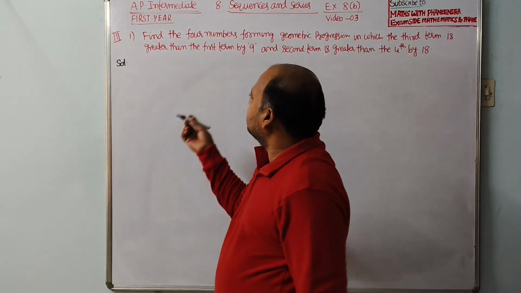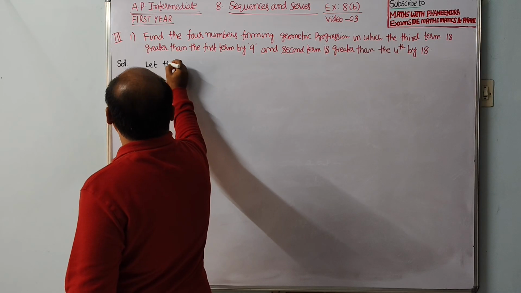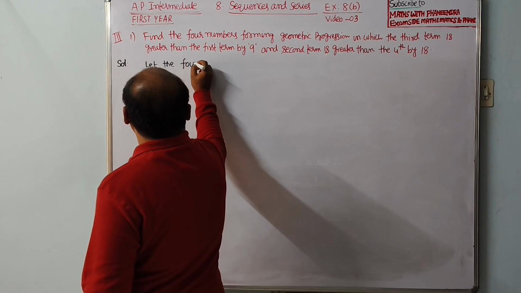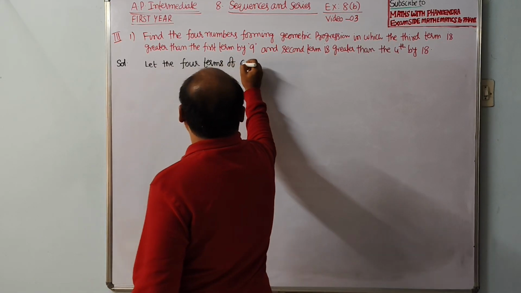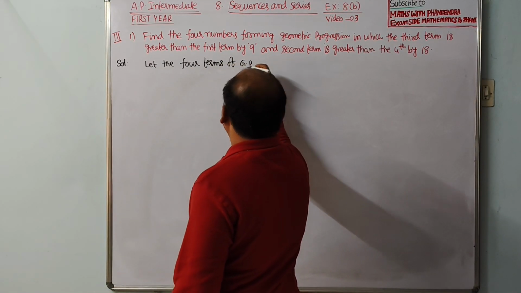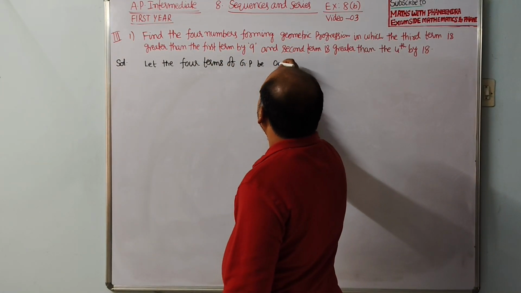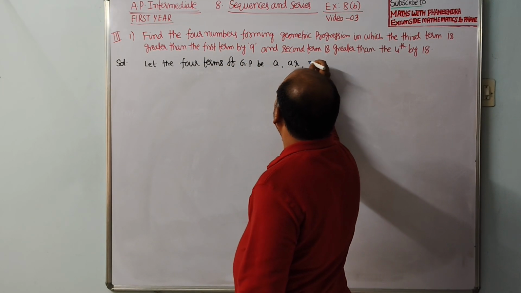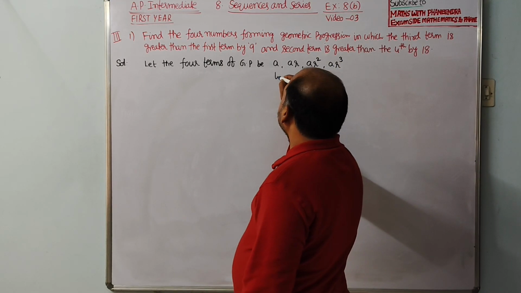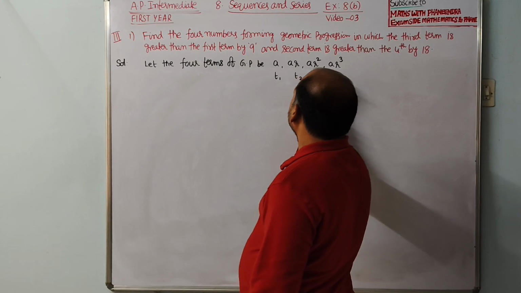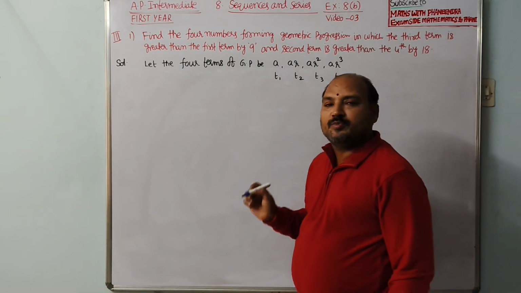So first let us consider, let the four terms of GP be a, ar, ar square, ar cube. That means this is T1, this is T2, this is T3, this is T4 dear students. So four terms we assume that.